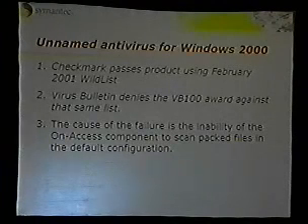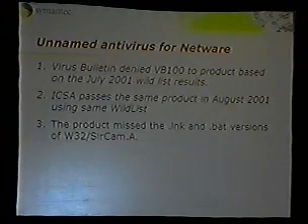But this one isn't. In another unnamed antivirus for Windows 2000, they received a checkmark award. Virus Bulletin denied their award using the same wildlist. These are not different product versions. These are identical product versions using the identical wildlist testing. The failure was the inability of the on-access component to scan packed files. This could be a real problem, but you wouldn't know it if you were relying on just one testing organization.